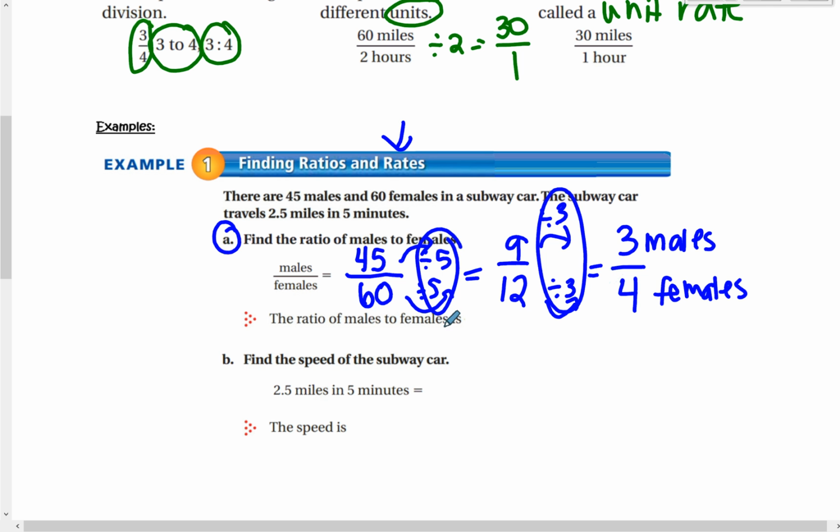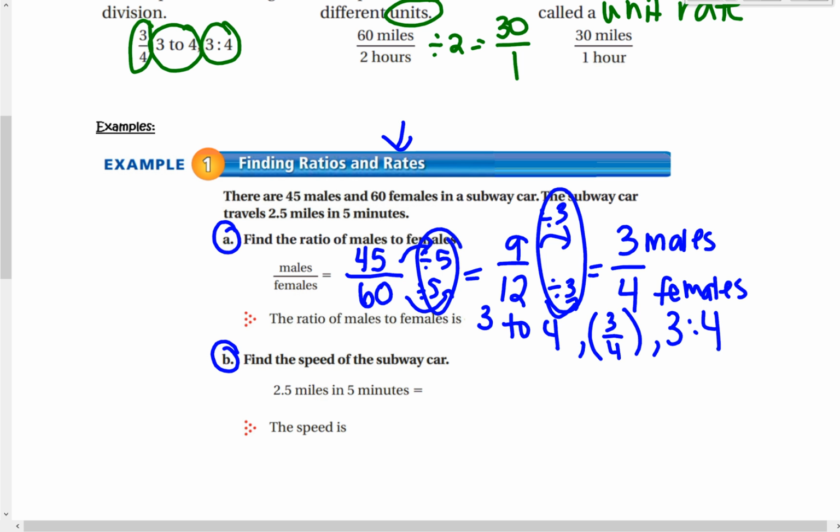So the ratio of males to females is 3 to 4. This could also be written as 3/4 or 3:4. Okay, so any of those forms would work.